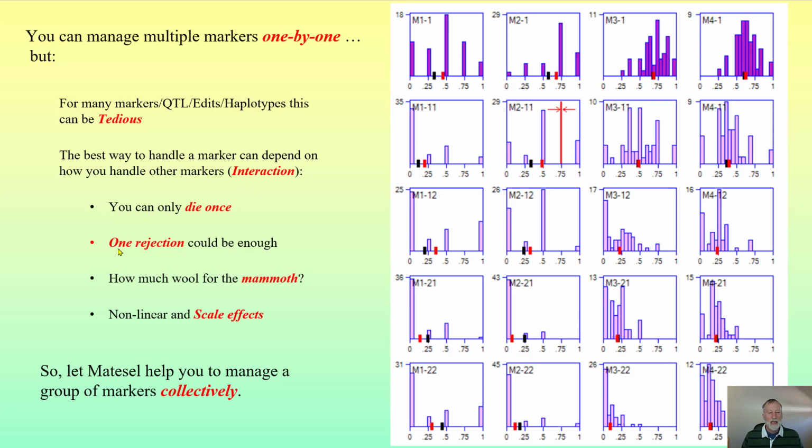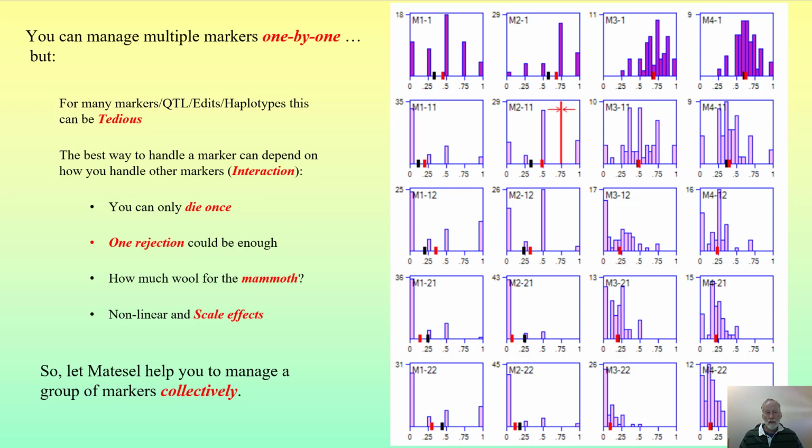If you're in the business of breeding animals for organ transplants and you're knocking out components that lead to tissue rejection, then one such component might not be acceptable, and therefore there's a lot of interaction involved in the same way there. On the other hand, if you're extracting genetic material from an extinct species in order to try and recreate that species, well, you're probably dealing with very many sites throughout the genome, many haplotypes, and there's plenty of opportunity for interactions there, and collective management of these effects is probably desirable. Basically, in any case where you've got nonlinearity and scale effects, then it's going to be difficult to handle markers one by one. So we have a mechanism to let Mate Cell help you manage a group of markers collectively.